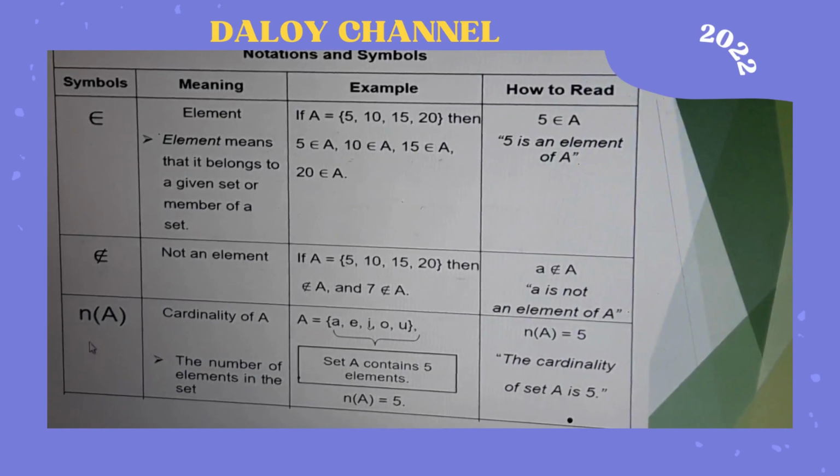Another symbol, n(A), the n of capital letter A, refers to the cardinality of set A, which is the number of elements in the set. Whatever is inside a set, as long as you can count them, we are talking about the cardinality of the given set. For example, set A is composed of the small letters a, e, i, o, u. To identify its cardinality, how many elements do we have? We have 5 elements. So the cardinality of this set is equal to 5.